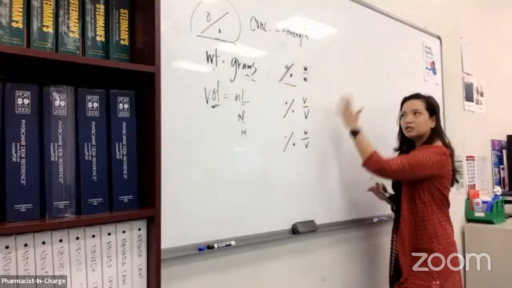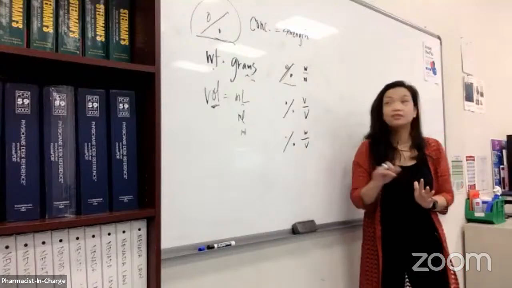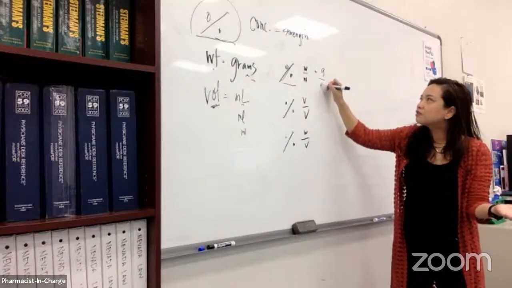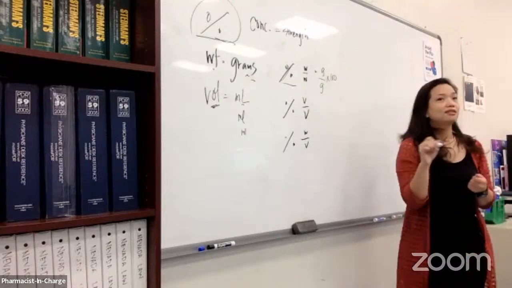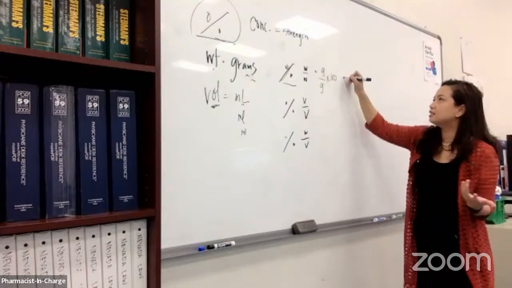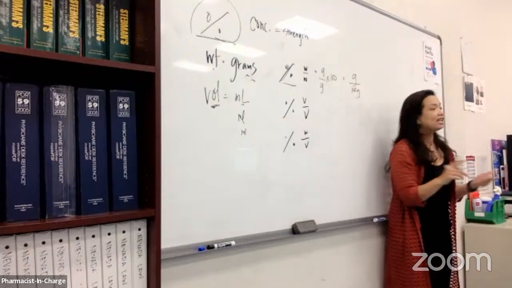We know that once we move here, it can be weight over weight, volume over volume, or weight over volume. Weight over weight, if we're talking percentage, would be grams over grams times 100. Miss Al, but I think Miss Jane likes it the other way. Yeah, it's the same: grams over 100 grams. Exactly the same.